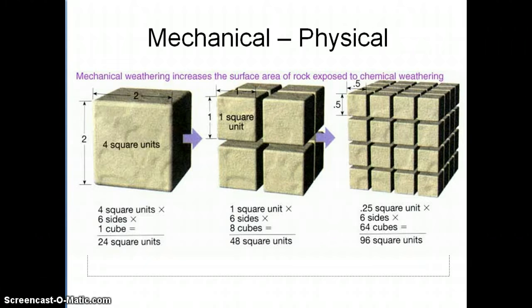So you have this big rock, has four sides. When you break it down through the processes that cause physical decay or physical weathering, you end up with many more surfaces that can now be attacked by chemical weathering. So it's not a one-way process.